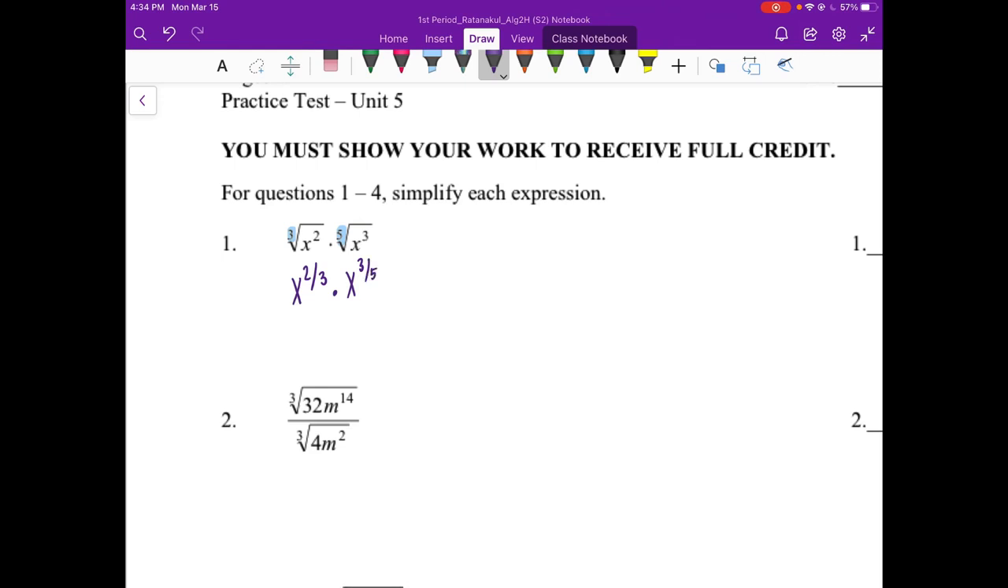From here, whenever you are multiplying two of the same letters or same variables, that's the product property. And the product property tells us that we need to add these two fractions. So we're going to add 2/3 plus 3/5. And just a reminder, you are able to add that in your calculator without getting a common denominator. So when I do that, I end up with 19/15. So my answer for number 1 is x to the 19/15, and I can just leave my answer in that form.